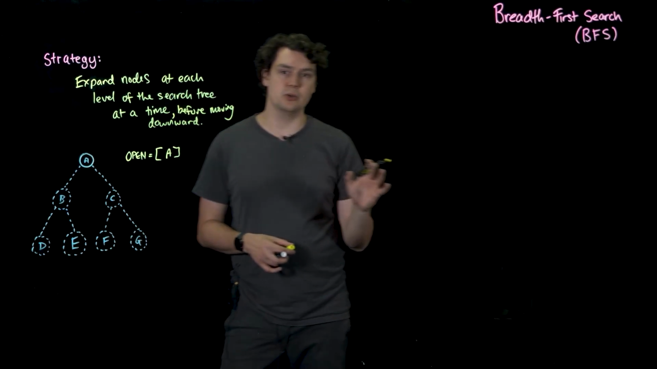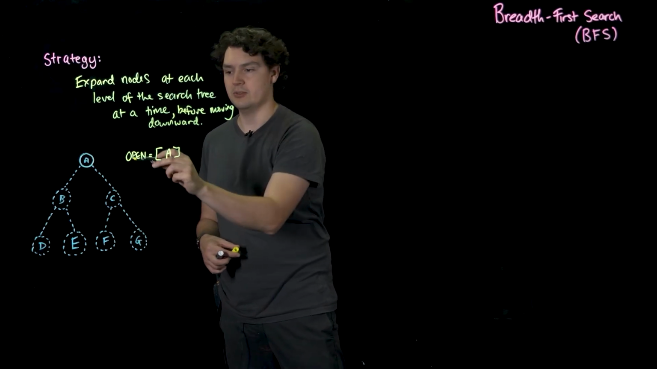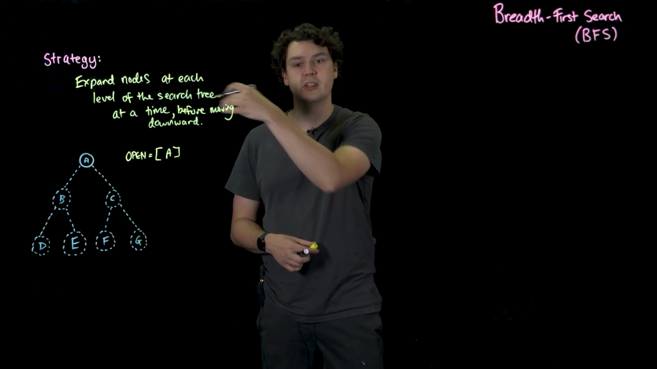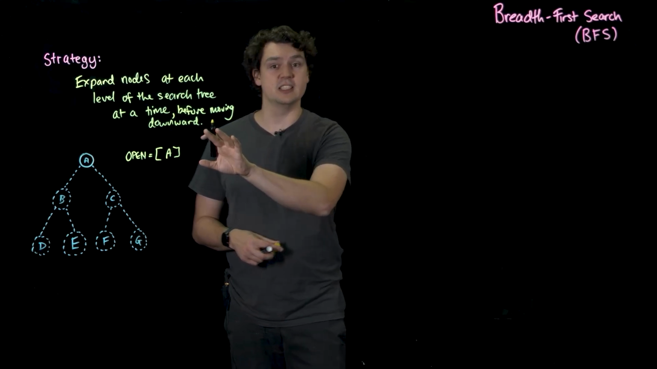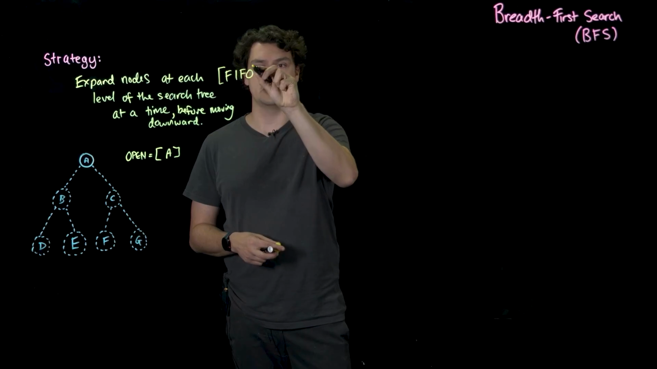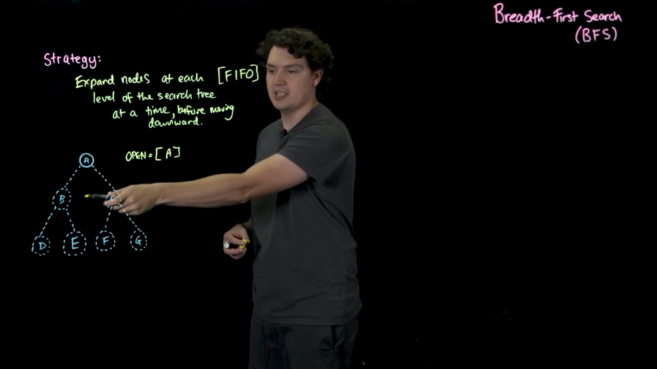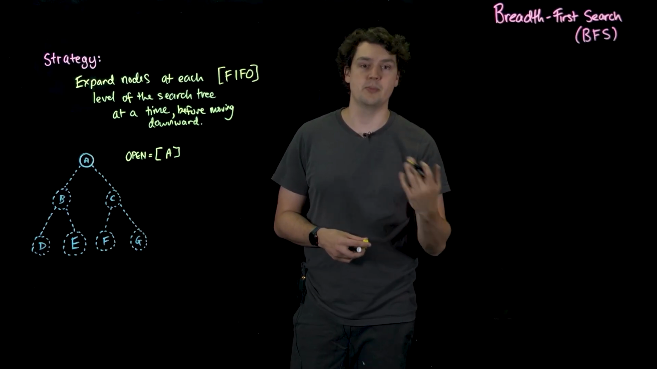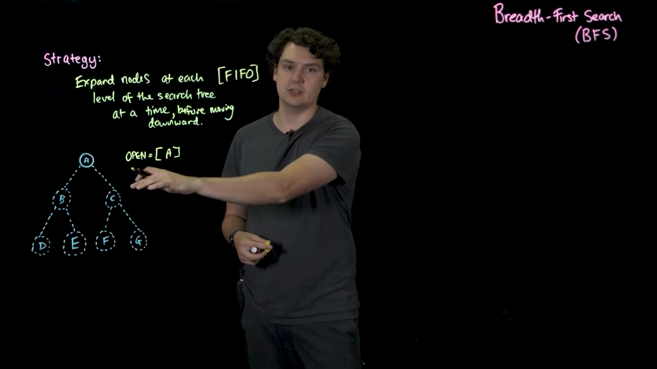BFS is pretty simple in that regard. We're just going to be expanding radially at each level. So this is level 0, level 1, level 2, and we have to expand all of the nodes in a level before we continue downwards to the next one. Essentially this strategy is just first in, first out, which you may be familiar with from things like queues. The very first node that pops in is the first one to come out. At the very beginning, very boring, the only thing in the open list is the root node A.